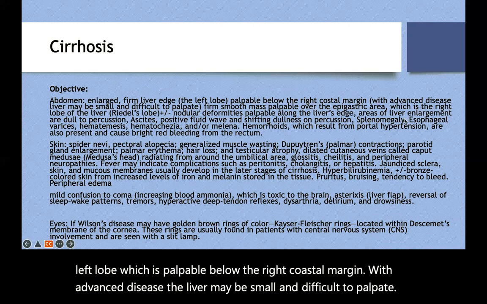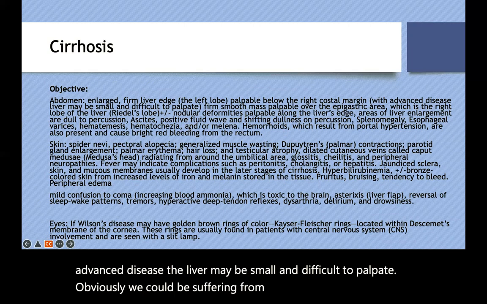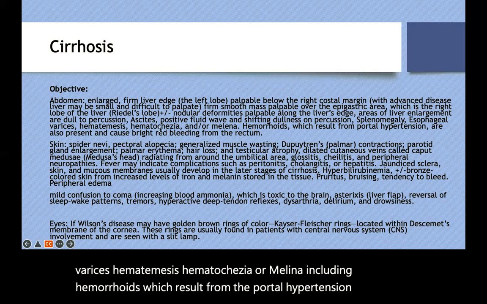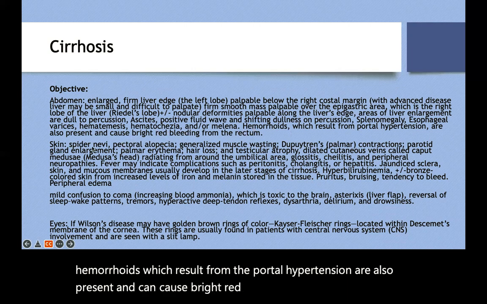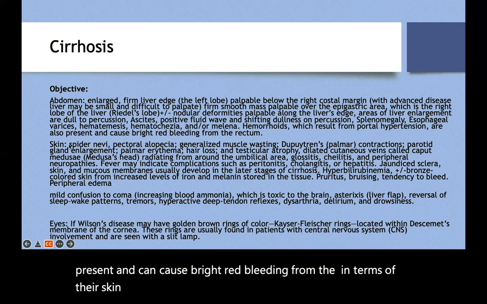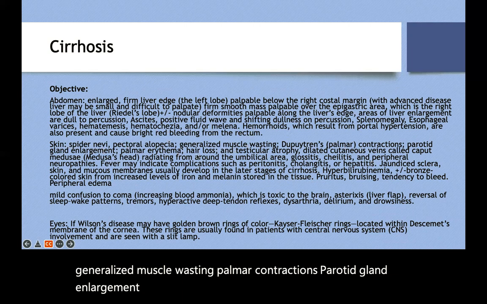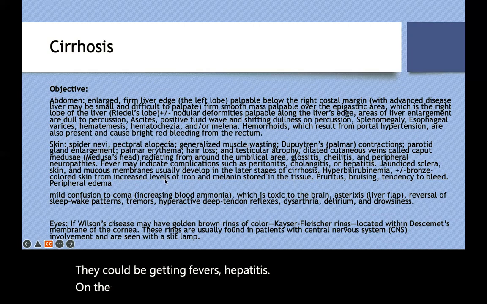Obviously, we could be suffering from splenomegaly, esophageal varices, hematemesis, hematochezia, and or melena. Hemorrhoids, which result from the portal hypertension, are also present and can cause bright red bleeding from the rectum. In terms of their skin, you're going to see the spider nevi, the pectoral alopecia, generalized muscle wasting, palmar contractions, parotid gland enlargement, palmar erythema, hair loss, testicular atrophy. They could be getting fevers, hepatitis, jaundice, scleral icterus. Mucous membranes usually develop in the later stages of cirrhosis.